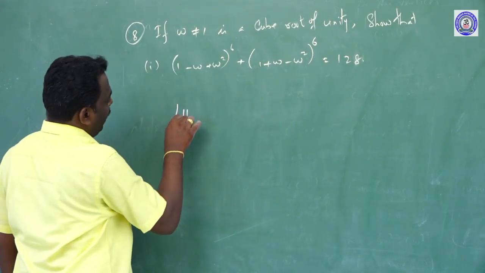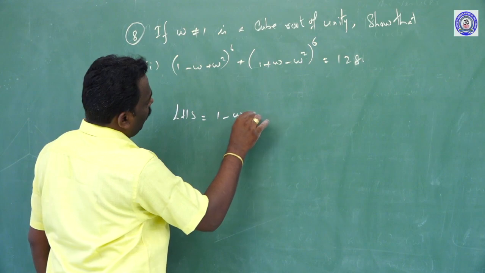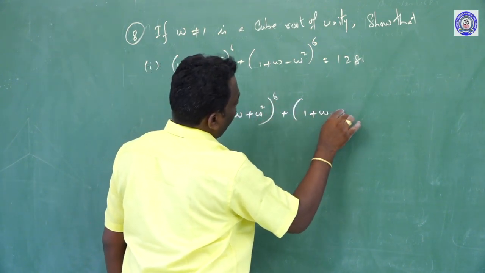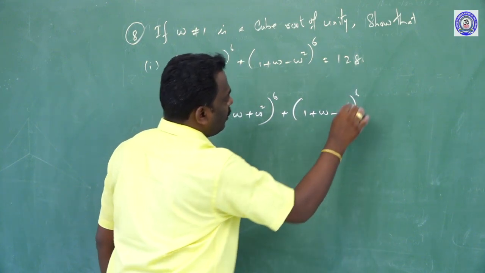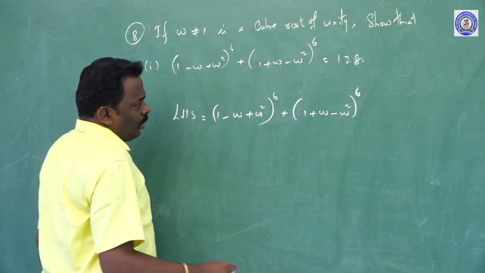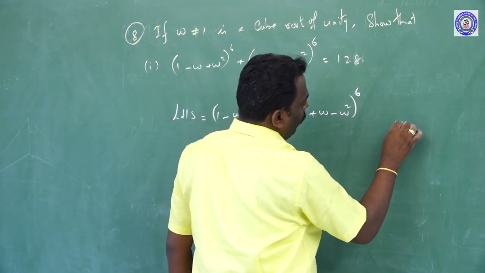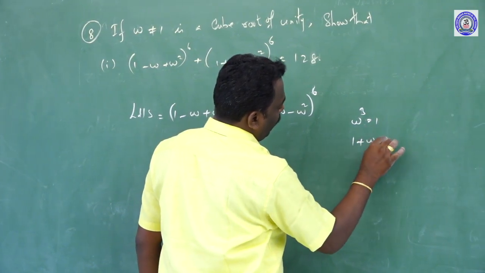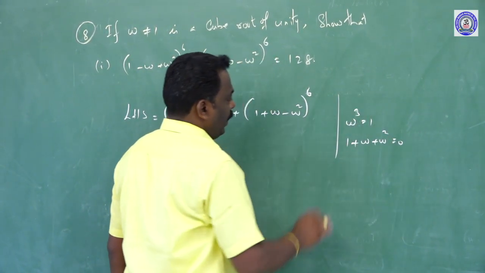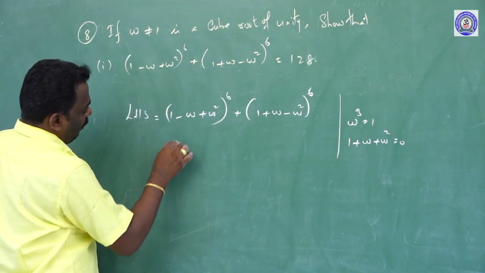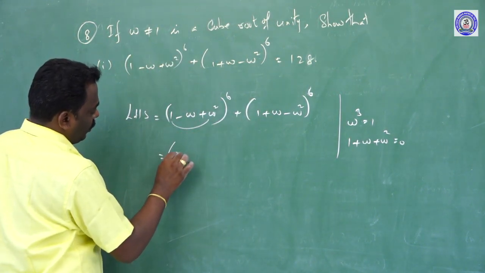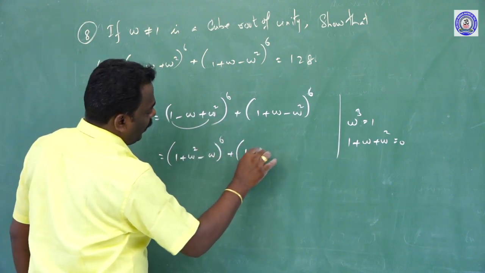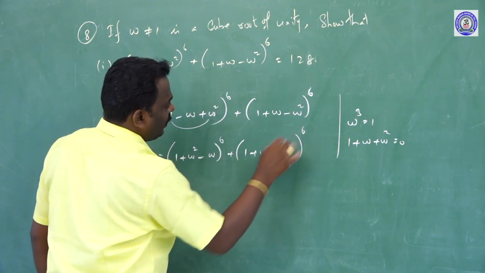Again we take the left hand side equation: 1 minus omega plus omega square whole power 6 plus 1 plus omega minus omega square whole power 6. Now we know in the cube root of unity omega power 3 is equal to 1, and the sum of the roots 1 plus omega plus omega square is equal to 0. Just combine the value of 1 plus omega square.